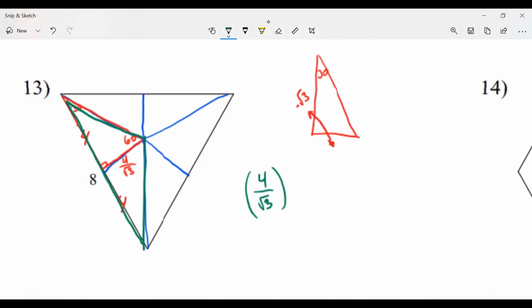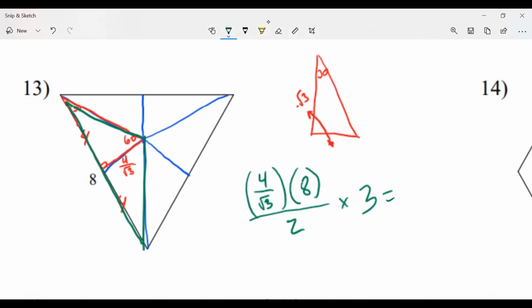So 4 divided by radical 3 times 8. And whatever I get, I divide this by 2 because it's a triangle. So 4 divided by radical 3 times 8 divided by 2. My polygon has 3 sides, right? So whatever I get for that triangle, let me multiply this by 3. So let me bring a calculator.